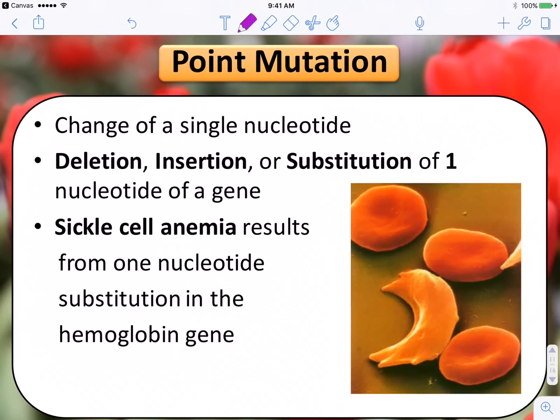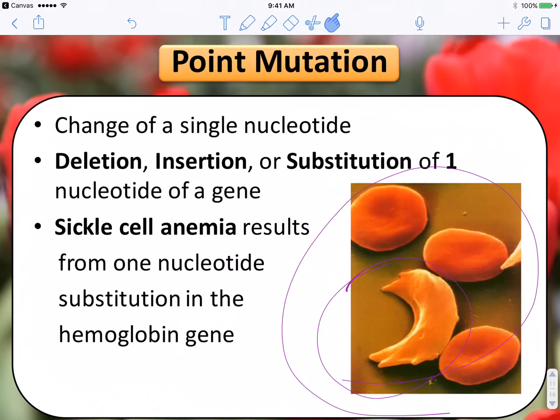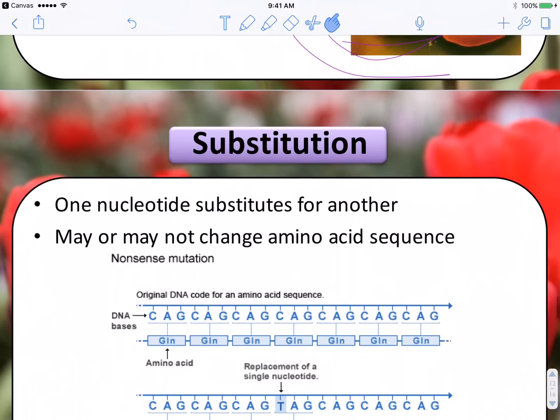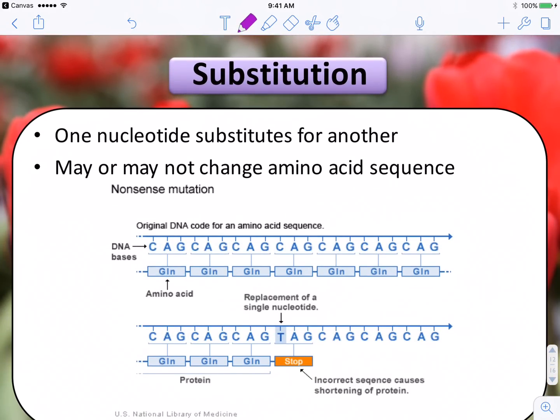Substitution is actually what causes sickle cell anemia. So here we have a picture of a sickle red blood cell, and that's caused by substitution of one nucleotide in your DNA. And so if we have our DNA sequence, we have what looks like CAG, CAG, CAG, and that lines up with our original DNA sequence.